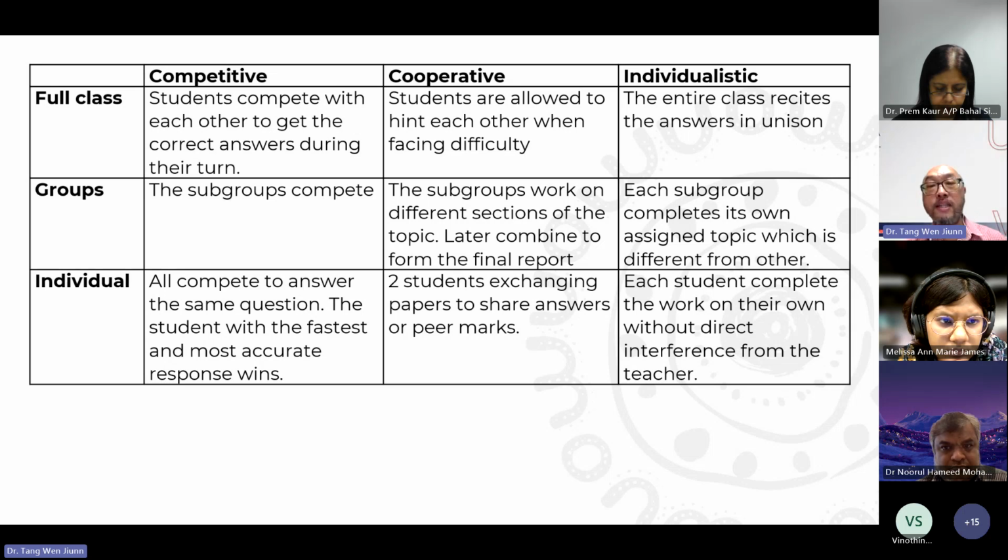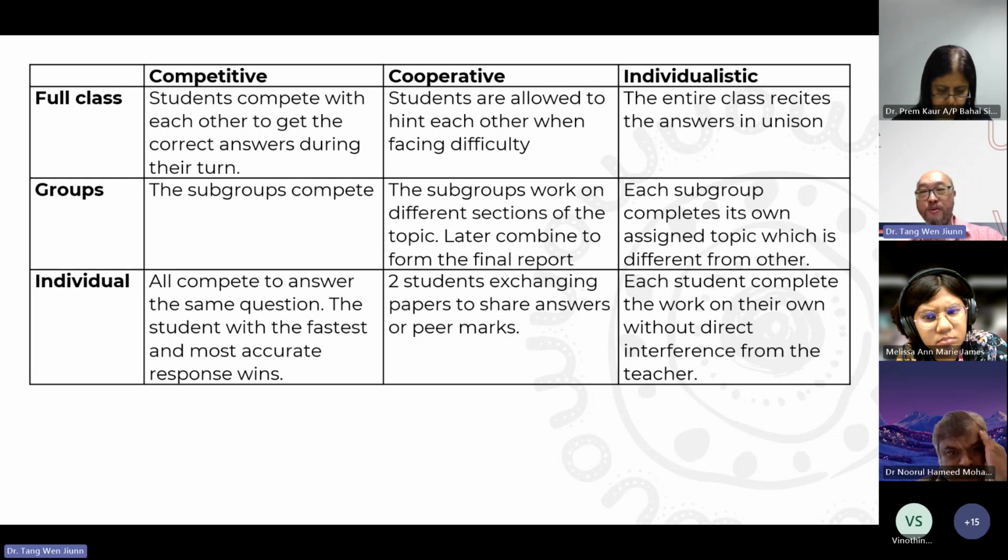Full class for cooperative will be, you say, student A, what is your answer? Cannot answer. And then we say, student B, you might want to give hints or help out. That is cooperative. And the last one is individualistic. This is where the class recites the answer in unison. Like 1 + 1 = 2, then everyone says 2. So that is individualistic in full class.